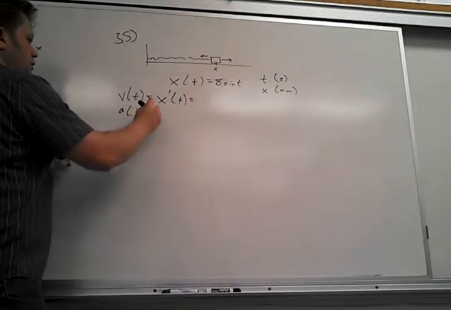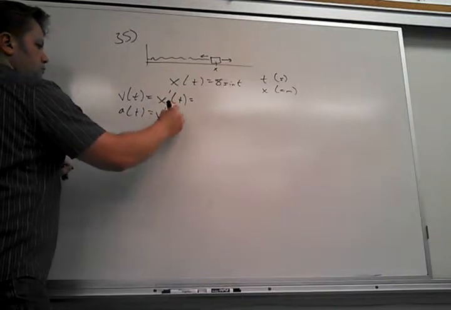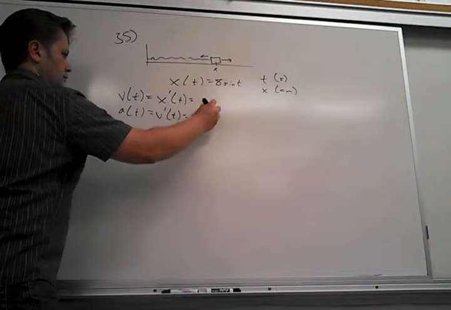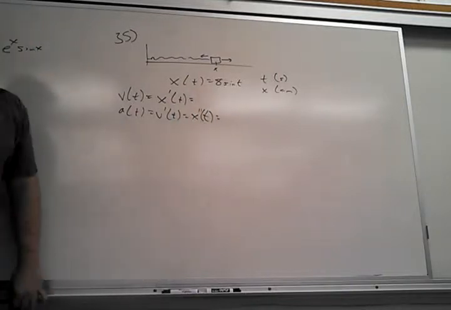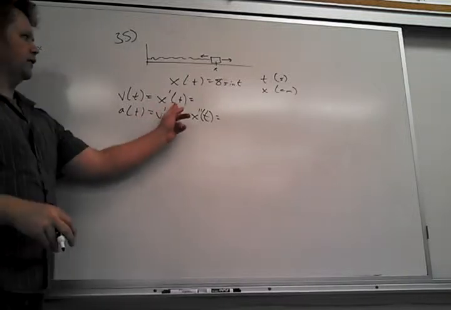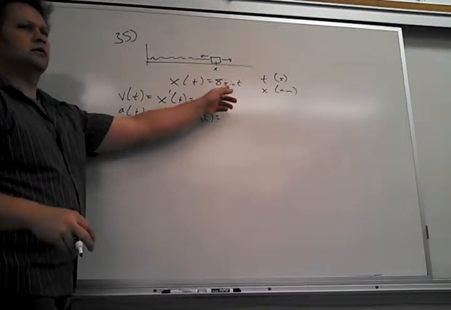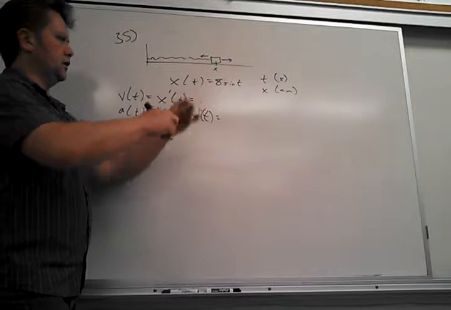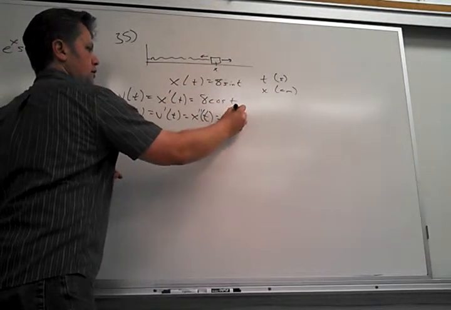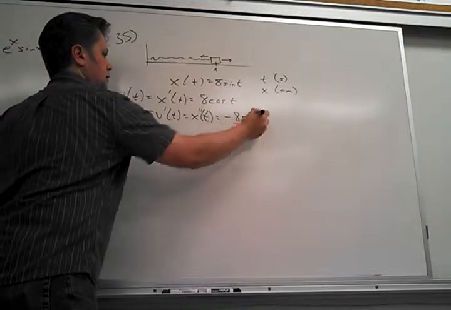The acceleration would be the derivative of v, which would be the second derivative of x. Right? So what's the derivative of x of t? 8 cosine. Yeah, sine goes to cosine. I like it. So 8 cosine t, and then -8 sine t. -8 sine t, I love it.